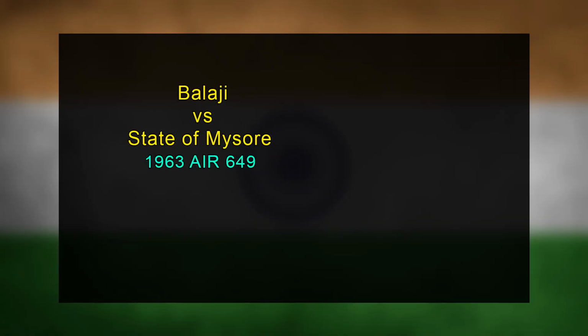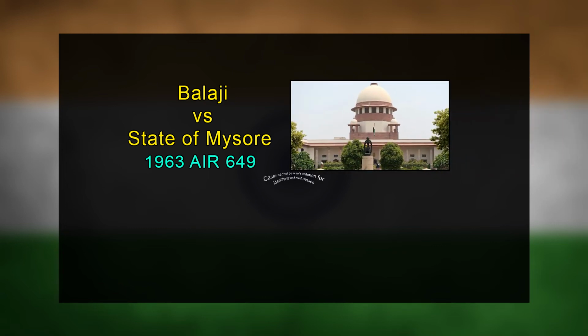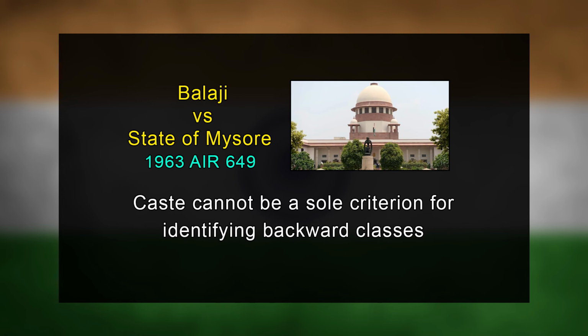To determine the backwardness of a caste, backward classes consist of groups of castes, and the backwardness contemplated by Article 16(4) is mainly social backwardness. In Balaji versus State of Mysore, the court held that caste cannot be the sole criterion for identifying backward classes. It is found that caste-based occupation enables identifying their economic status rather than caste hierarchy, as mentioned by Marc Galanter.